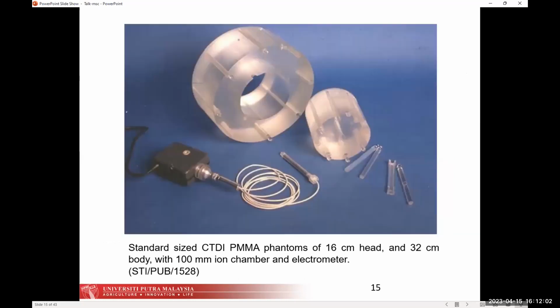And after the measurement of CTDI 100 in air, we also need to include measurement using a phantom, because the phantom represents the human body. This phantom was introduced by the FDA, what we call the CTDI phantom, made of polymethyl methacrylate. There are 2 standard sizes: 16 centimeter diameter, which represents the adult head, and 32 centimeter diameter, which represents the adult body.